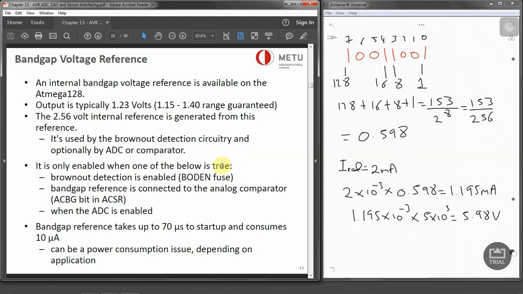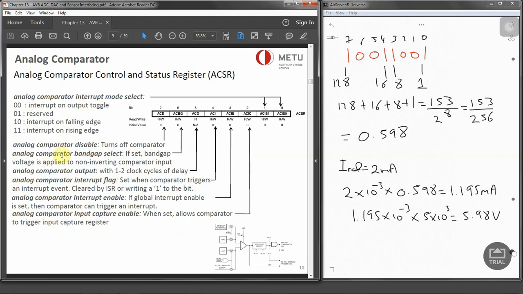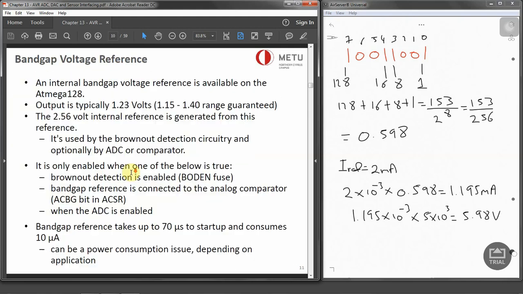can actually turn this on, or it can be enabled when there's a brownout detection, as we have seen in the previous chapters, or the band gap reference is connected to the analog comparator. So either this one is set, or we can just use it with the brownout detection. And we just need to be sure that the band gap reference takes up to 70 microseconds to start up and consumes 10 microamps.